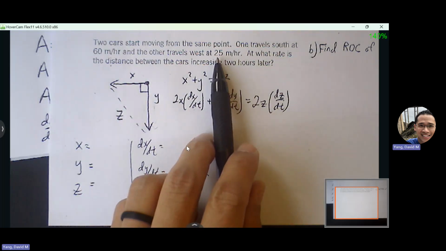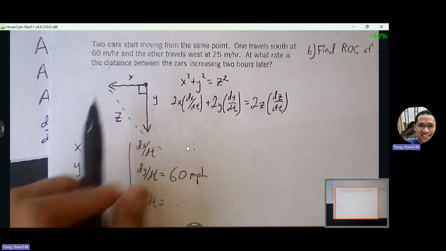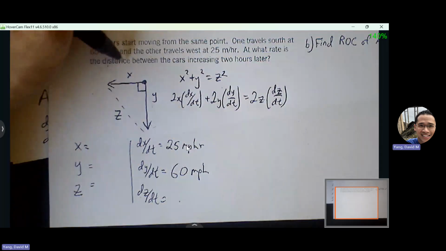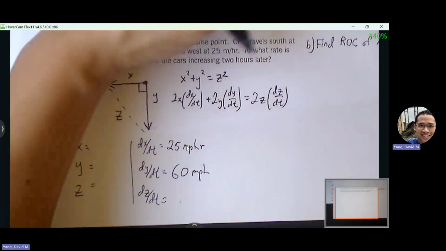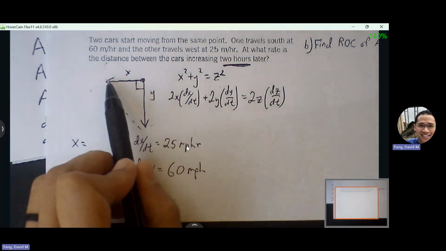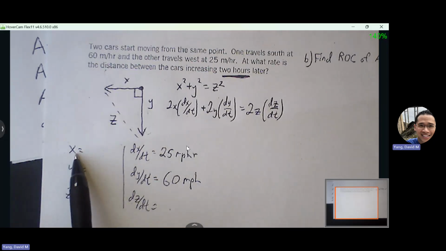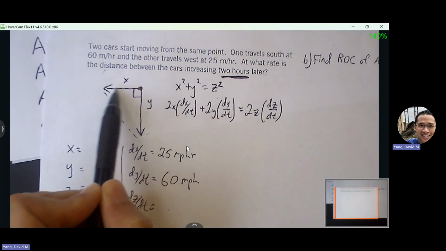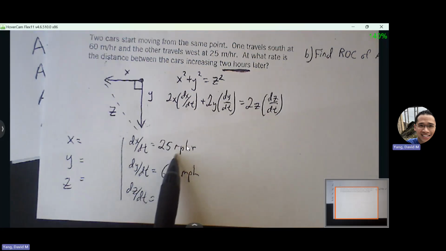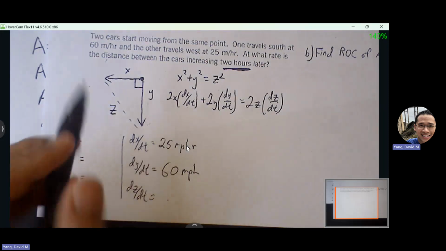And then the other car travels west. Positive or negative? Positive. At what rate is the distance between the cars increasing 2 hours later? So 2 hours later, how far is the car going to be so that we can identify the x and the y values? What's x going to be? What's going to be this distance 2 hours later? Yeah, 50, because if he's traveling 25 miles per hour, after 2 hours, he's going to be 50 miles away from his starting point.